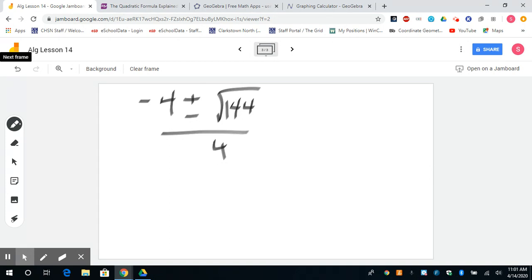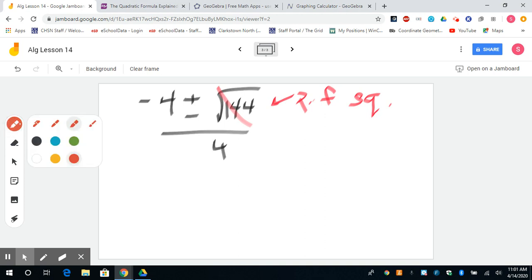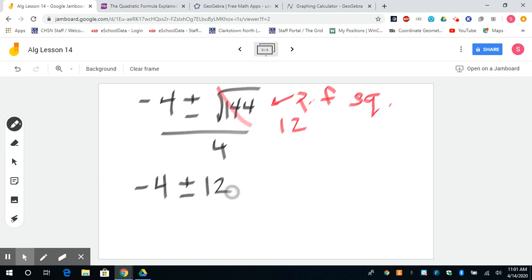This is really nice. Why is it really nice, you think? And why did I teach you to simplify radicals? Because the square root of 144 is a perfect square. So this is a perfect square. We can take the square root of it. It's just going to be 12. So this is going to turn into, so now our answer is nice. We have negative 4 plus or minus 12 over 4.